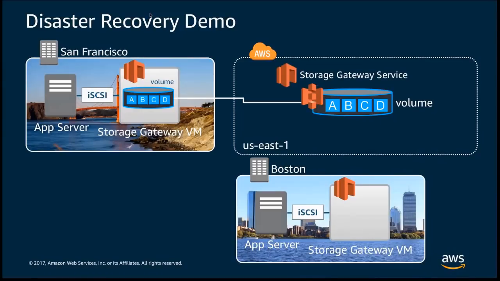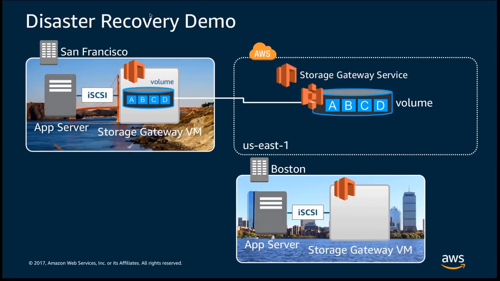Fantastic. So in this demo that we're about to do, we have an environment that consists of some infrastructure in San Francisco, which is acting as our primary location, and a disaster recovery location in Boston. And what we have is both an application server and a storage gateway in volume mode configured in San Francisco, where we're actively writing data. As you can see, that data gets written to US East 1, where that gateway is registered.